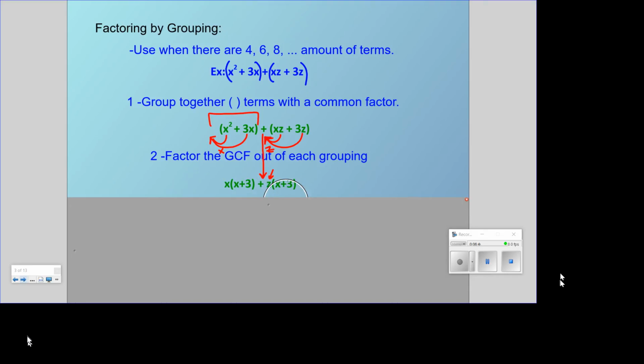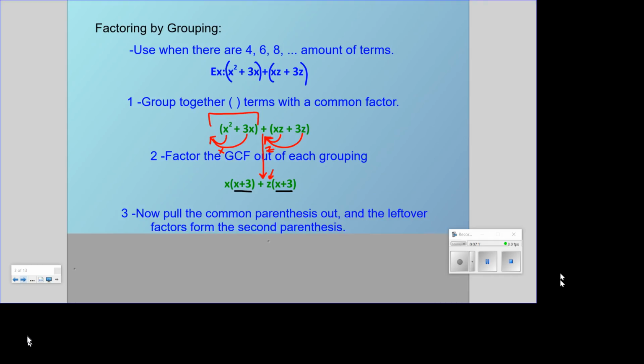At this point, I hope you notice something interesting that's occurred. If you've done this correctly, we are left with the exact same expressions, meaning they have the same signs and same variable combinations inside of those parentheses. And this is not a coincidence. This should happen if it's able to be factored with the grouping method. And so in our third step, what we're going to do is pull the common parentheses out, and the leftover factors form the second parentheses.